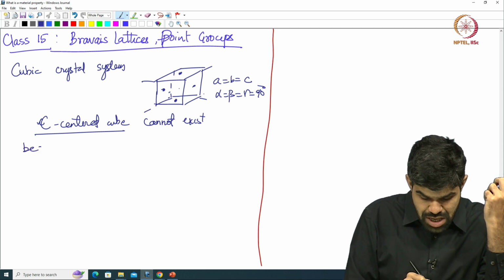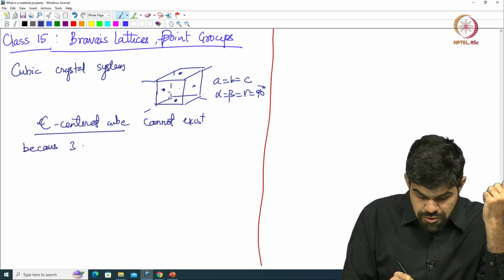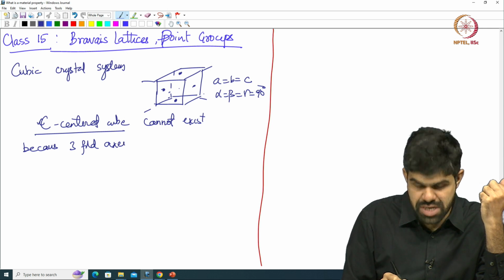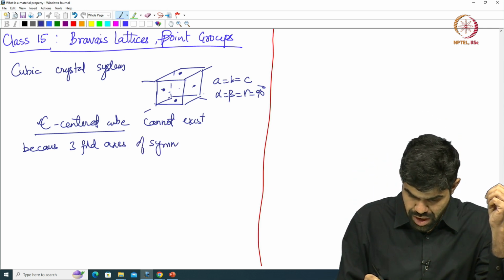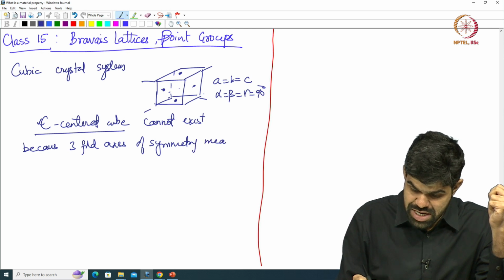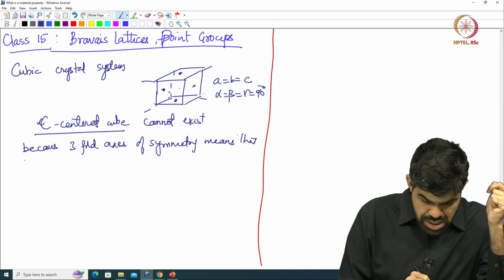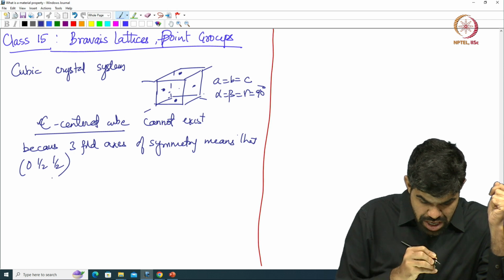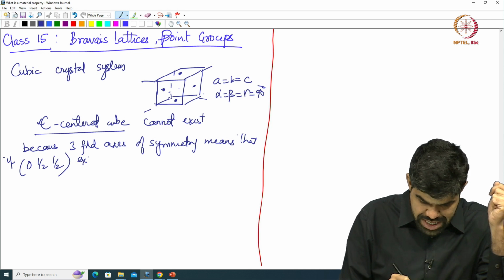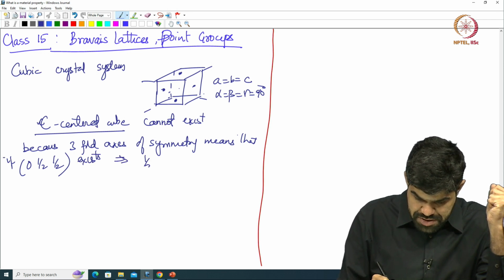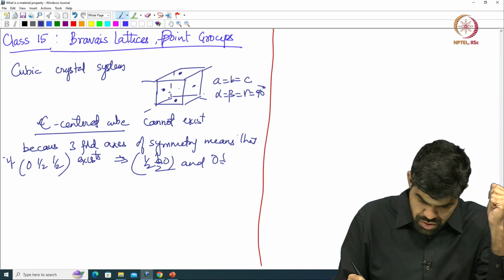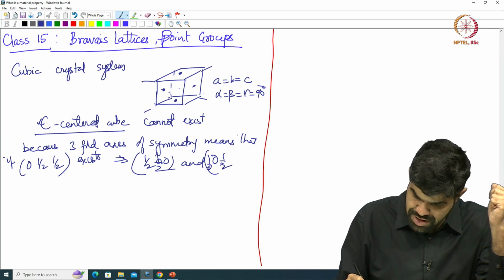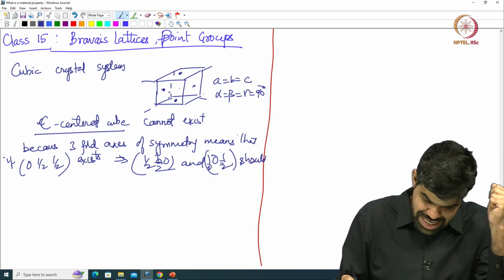because threefold axes of symmetry, these are multiple axes of symmetry, means that if 0 half half exists, that means half 0 half, half half 0, and 0 half 0 half should also exist.